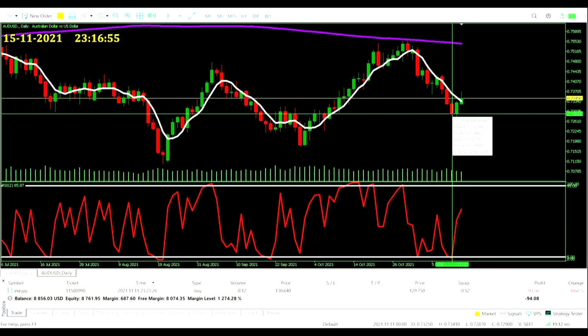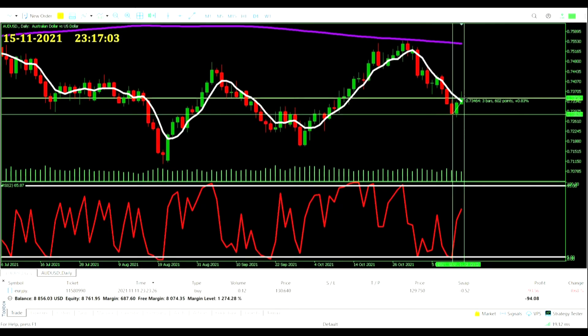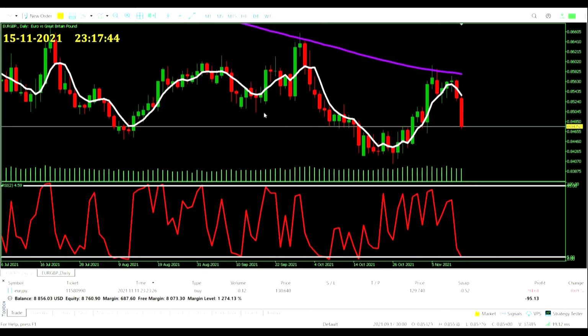But if you had no regard for filtering, it looks like it would be a win. You'd be closing that down for about a 60 pip gain. Pretty nice. Euro Great British Pound goes into oversold territory, but again, it's that 200 period moving average keeping you out. We'll see how this one gets on.